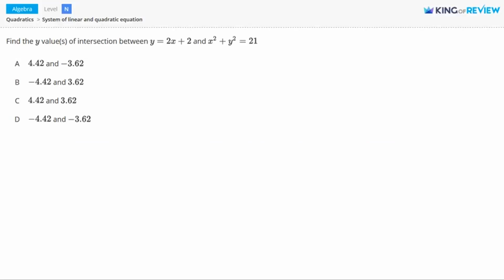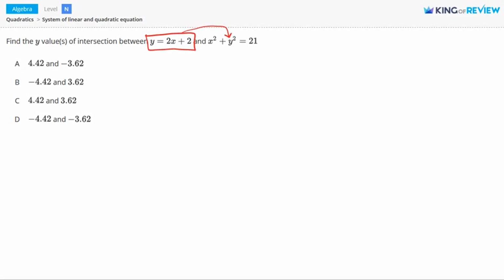Find the y values of the intersection between y equals 2x plus 2 and x squared plus y squared equals 21. One method for solving this problem is to use substitution. I have an equation here that solves for y equals 2x plus 2. So I'm going to substitute 2x plus 2 into this second equation for y, like this.